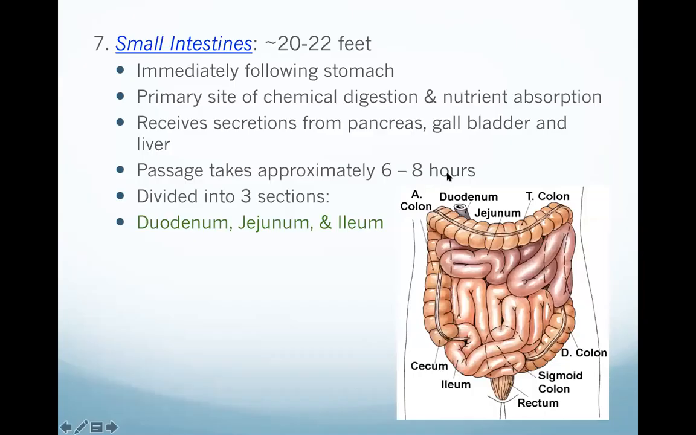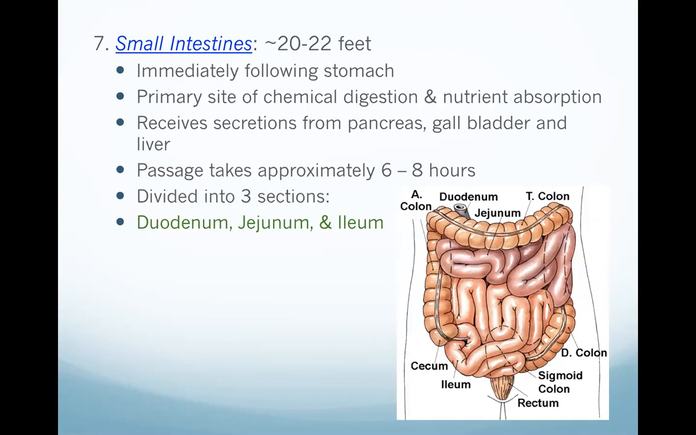Okay, almost done. Small intestines. Again, you have about 20 feet of small intestine. It's going to take usually 6 to 8 hours to move all the way through the small intestines. So a meal you had in the morning is going to still be moving through the small intestines by the afternoon. It's divided up into 3 sections: duodenum, jejunum, and ileum.